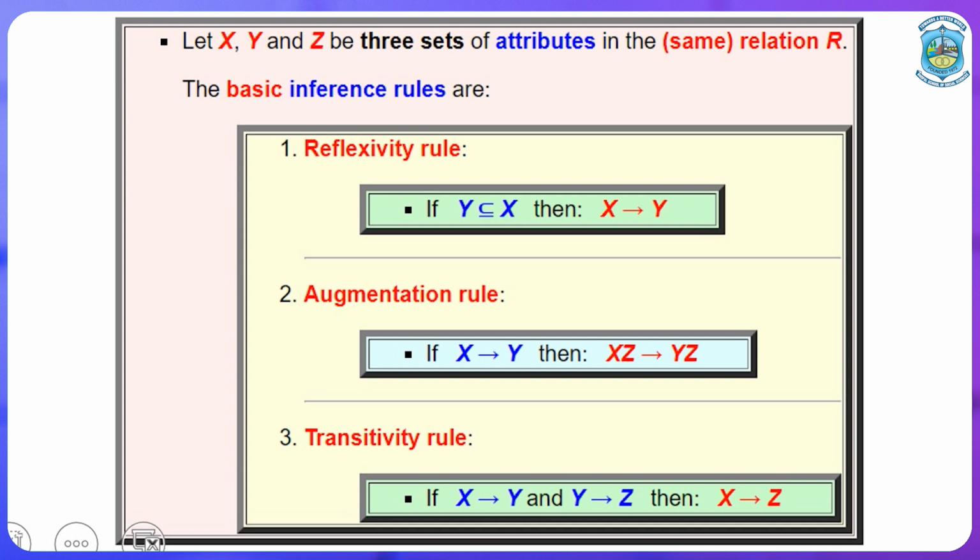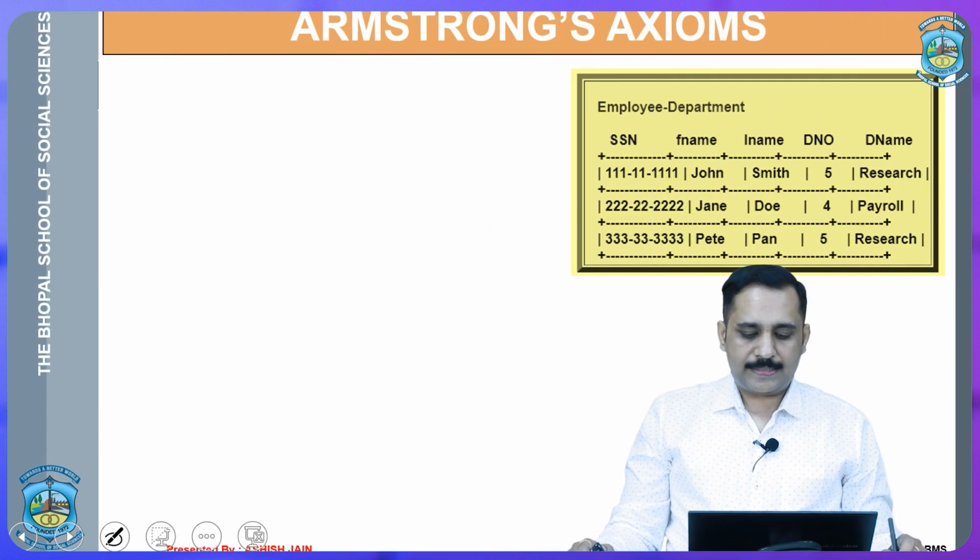Next we have the transitivity property, which says that if we have two FDs, the first is X → Y and the second is Y → Z, where Y is common in both these functional dependencies, then together we can write it as X → Z. We have X → Y and Y → Z, so we can write X → Z. This is called transitivity.